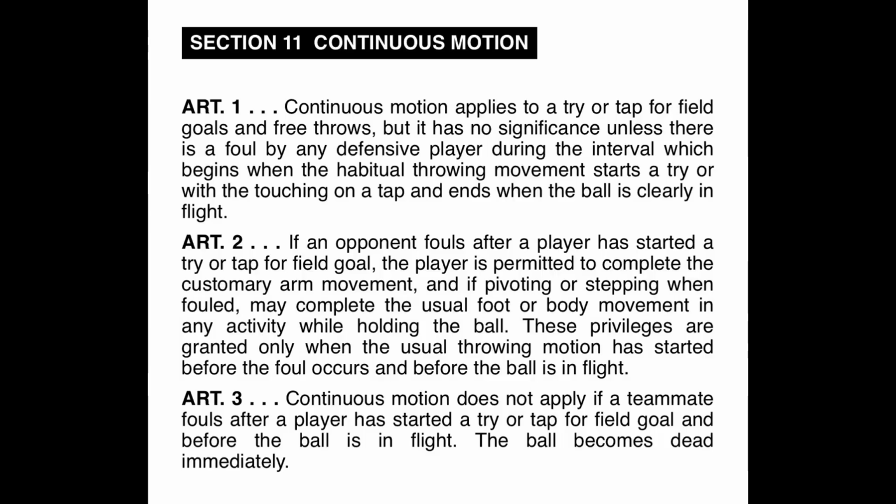If the opponent fouls after a player has started a try or tap for field goal, the player is permitted to complete the customary arm motion, and if pivoting or stepping when fouled, may complete the usual foot or body movement in any activity while holding the ball. These privileges are granted only when the usual throwing motion has started before the foul occurs and before the ball is in flight.